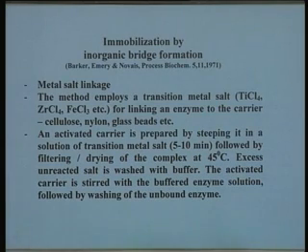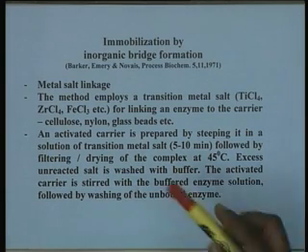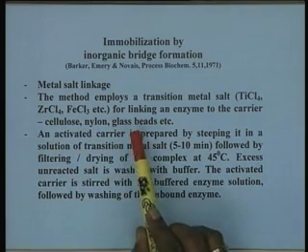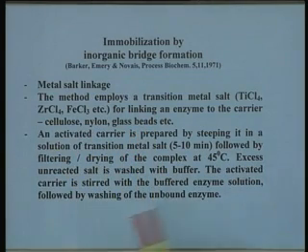The basic principle of the method is that it employs a transition metal salt like titanium tetrachloride, zirconium tetrachloride or ferric chloride for linking an enzyme to the carrier, and carriers are usually cellulose, nylon, glass beads, etc. The usual method is that an activated carrier is prepared by steeping it in a solution of transition metal salts for 5 to 10 minutes.